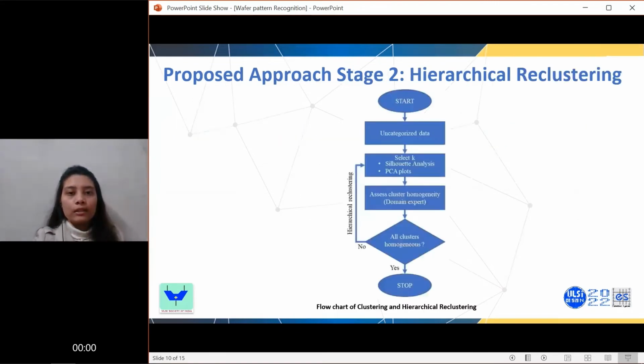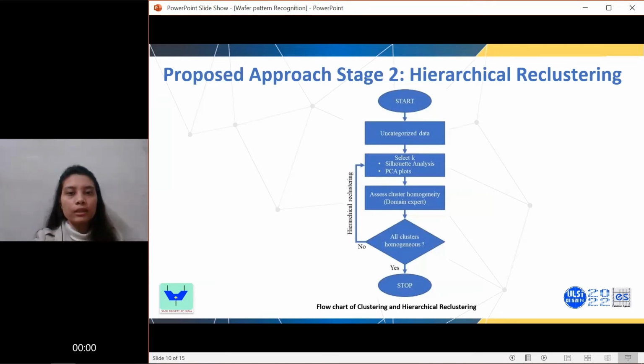Why is reclustering required? Although a thorough mathematical and visual inspection is done to get the value of k, there may still exist certain clusters whose samples do not visually appear similar to each other. So, to make our clusters more homogeneous, we leverage the human-in-the-loop concept and perform reclustering of certain clusters wherever required. The flow of the hierarchical clustering approach is shown in the flowchart.